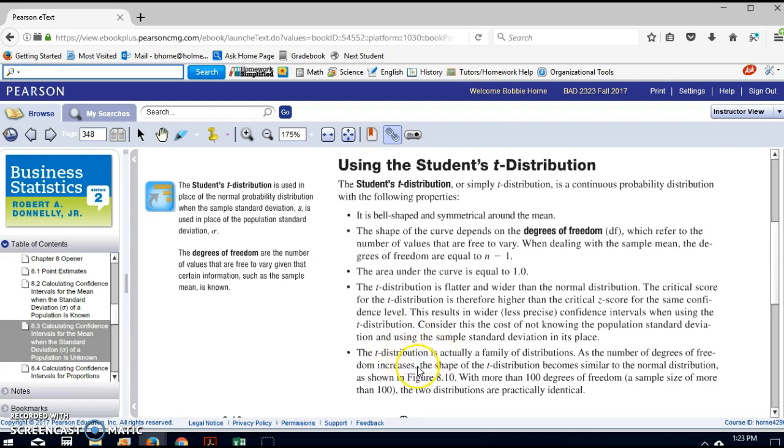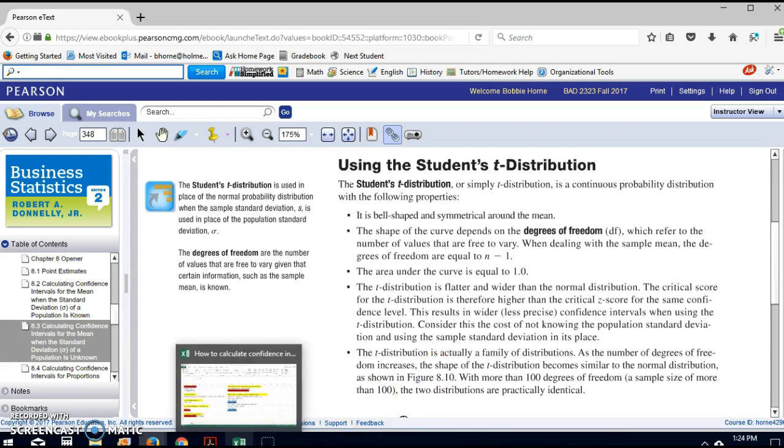And as the number of degrees of freedom goes up, the shape becomes similar to the normal distribution. Think about it. The more you have in the sample, the more accurate it's going to depict the population. If you only pick 2 samples, does that really represent the population? No. That is not a big enough sample to get an accurate representation of the population.